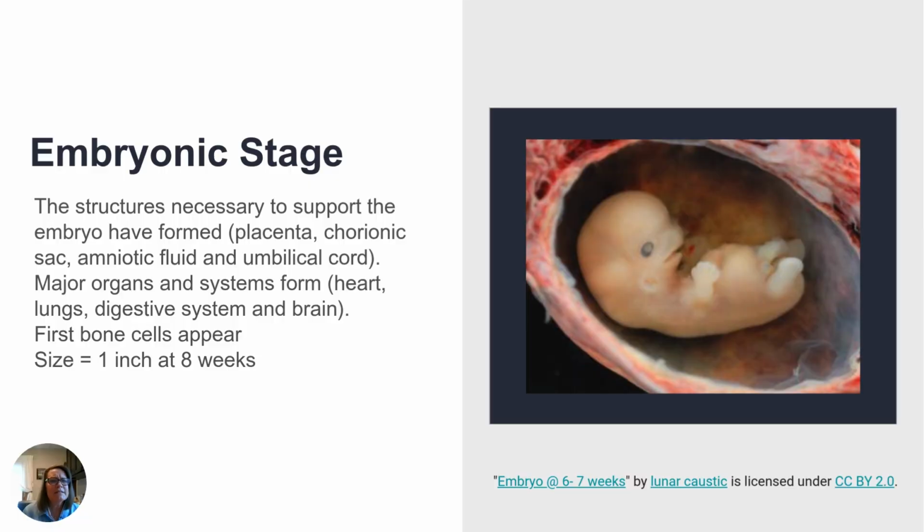During the embryonic stage, the structures necessary to support the embryo have formed. So the placenta, the chorionic sac, which is that sac that surrounds the fetus, the amniotic fluid, which is inside that sac, and then the umbilical cord, which attaches from what we know as the belly button to the placenta. The major organs and systems are forming or have formed during this time. So the heart, the lungs, the digestive system, and the brain. And even the first bone cells start to appear.